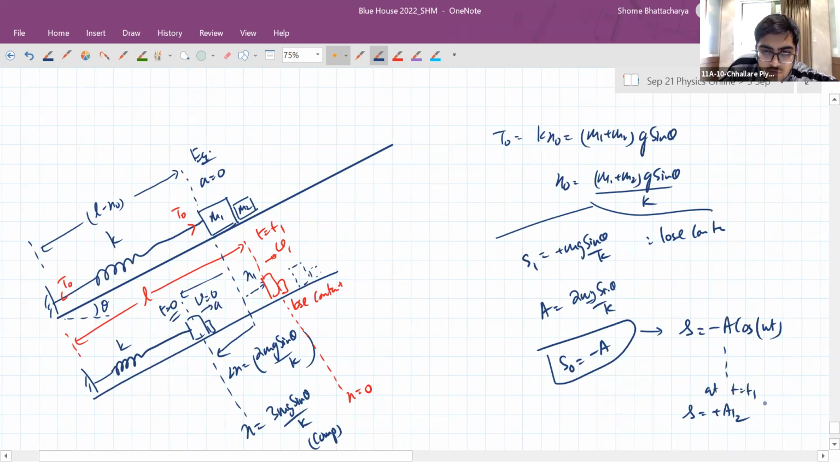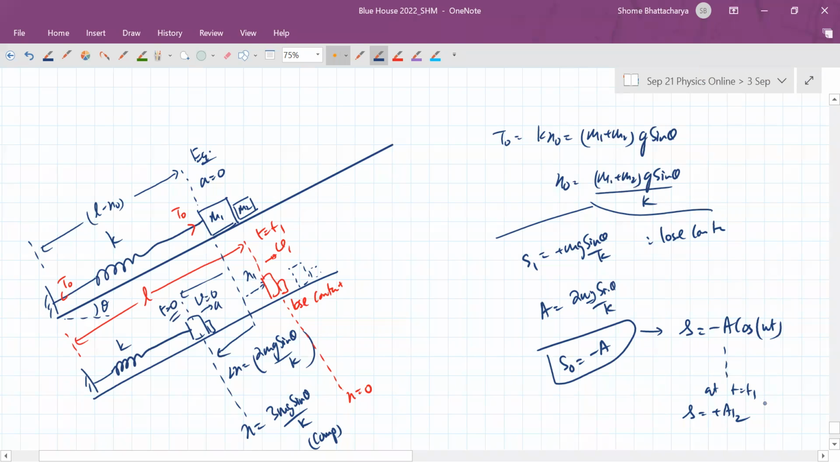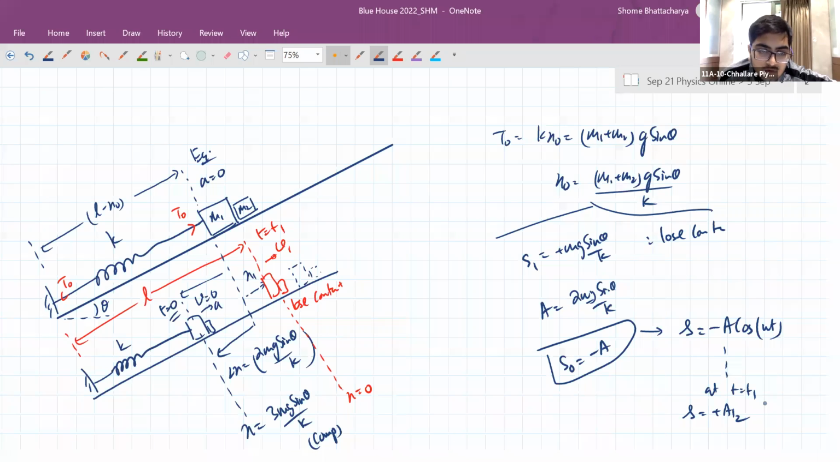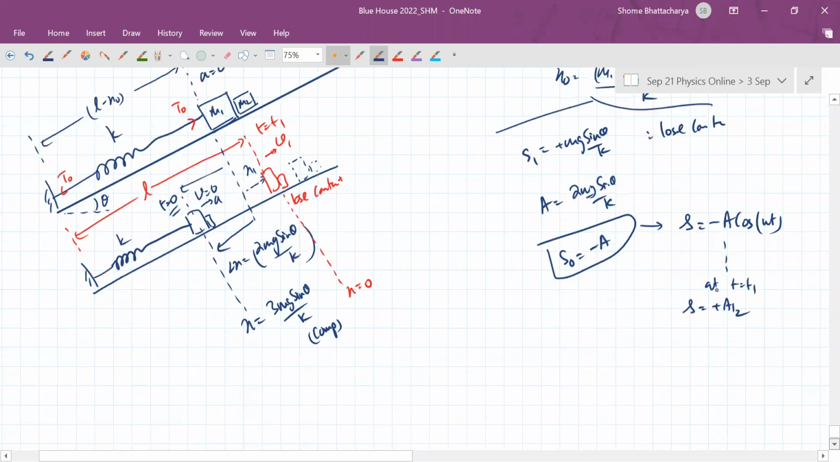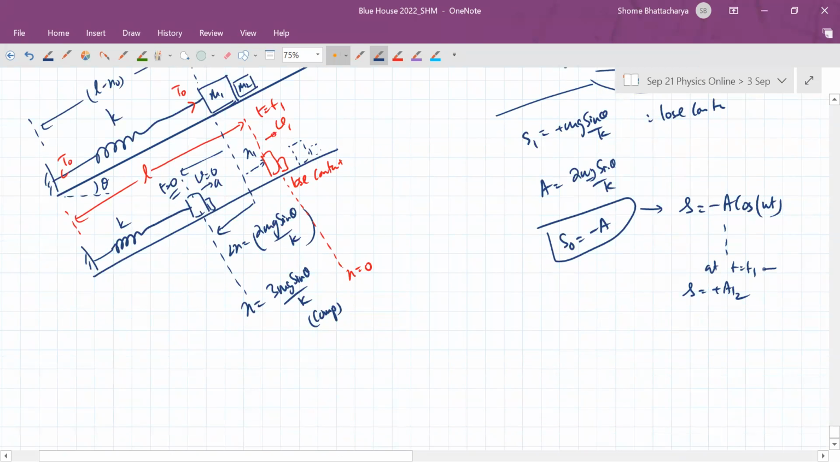Because if the initial position is like (m1 plus m2) g sin theta by... No, beta. See, (m1 plus m2) g sin theta by k is the mean position. But from that we are compressing it by 2 mg sin theta by k further, no? So that is your initial position, at t equal to 0. So starting from the negative extreme, it will be 3 mg sin theta by k. Yes. Okay. So at t equal to t1 when they lose contact, this is what is happening. Okay. So your position is going from minus A to A by 2.